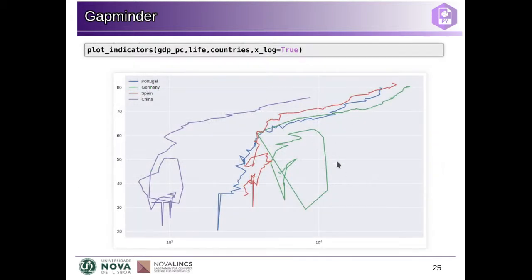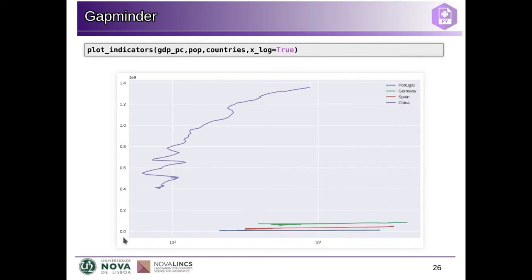So this is the chart we saw here. The gross domestic product in a logarithmic scale, the life expectancy there. But we can do different things. For example, gross domestic product on a logarithmic scale here, and population on the y-axis. And here we can see it's a problem when we're comparing countries like Portugal and even Germany with China. We get everything scrunched down here because China has a huge population, and the chart becomes a bit strange.